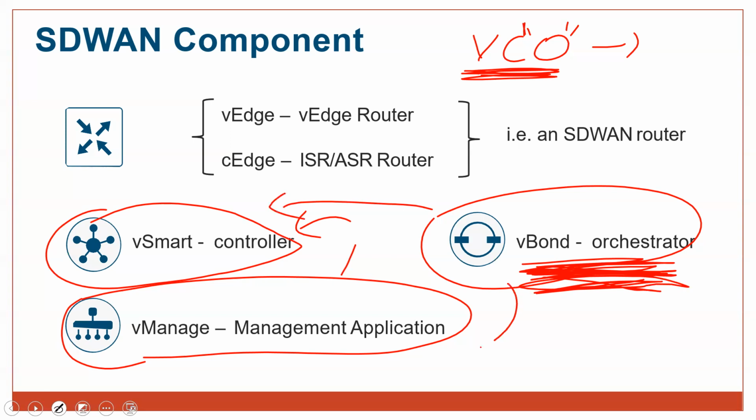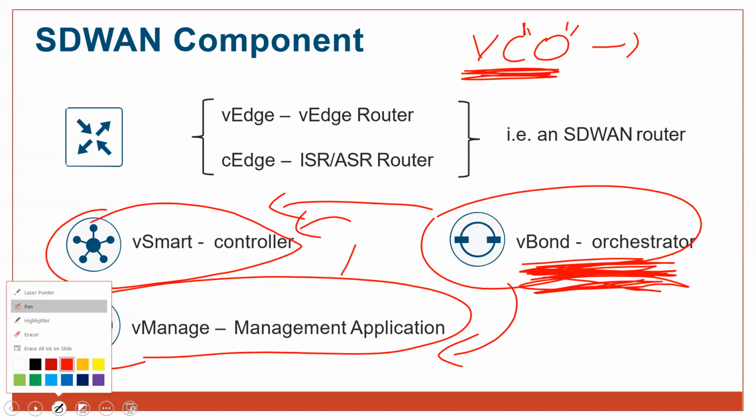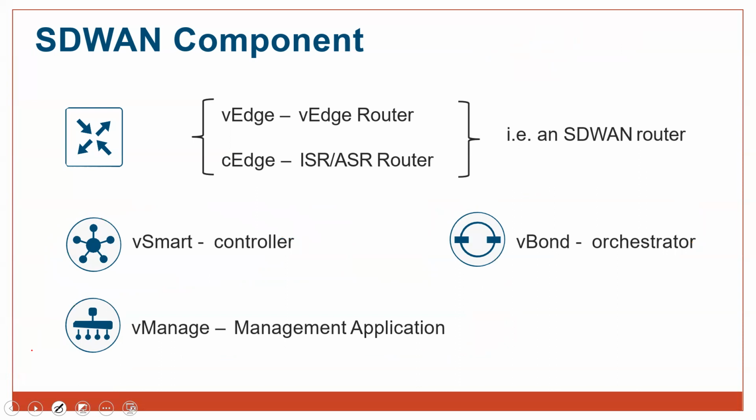Then vManage, vSmart, vBond. When I was taking some live classes in some company, they asked me this question: why in Cisco Viptela SD-WAN do we have such complexity? Do we need three different controllers? What do you think about this? Do we really need three different controllers? Yeah, I think no.